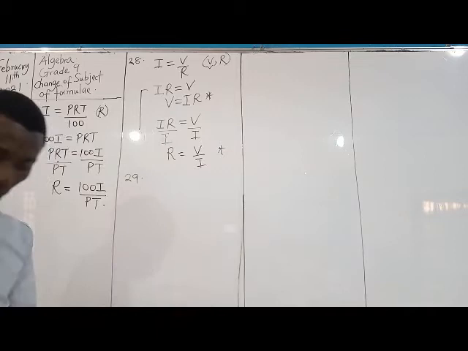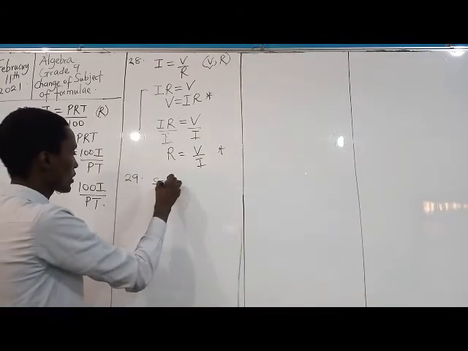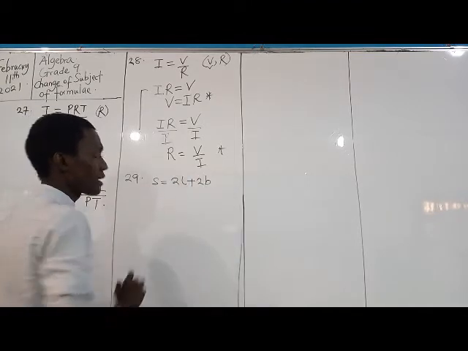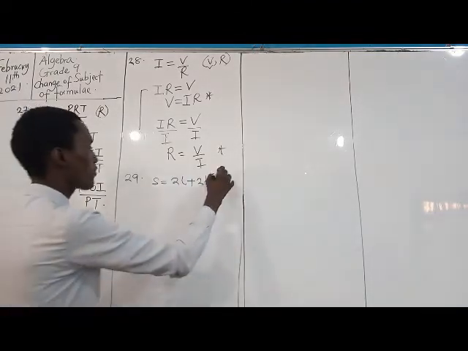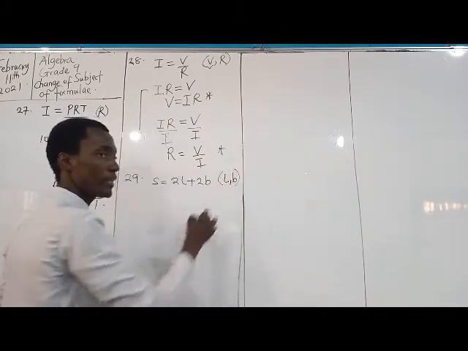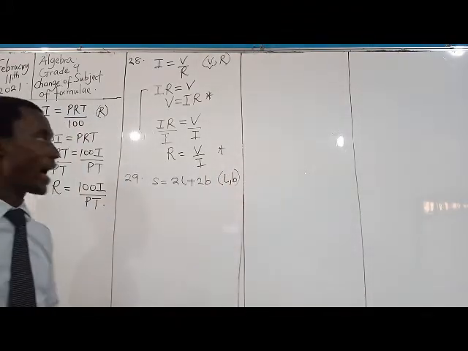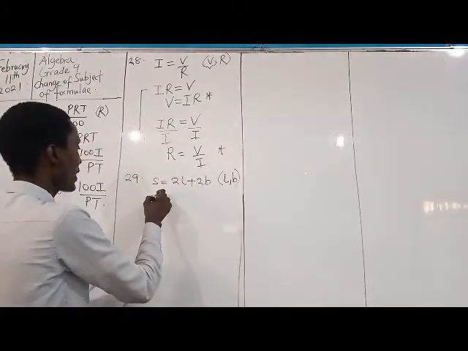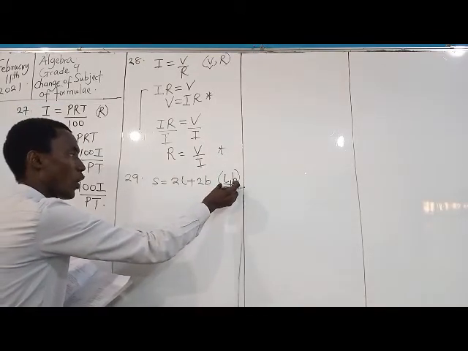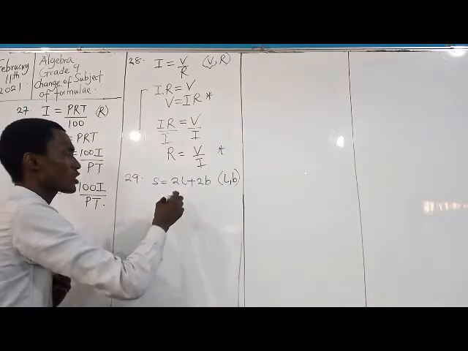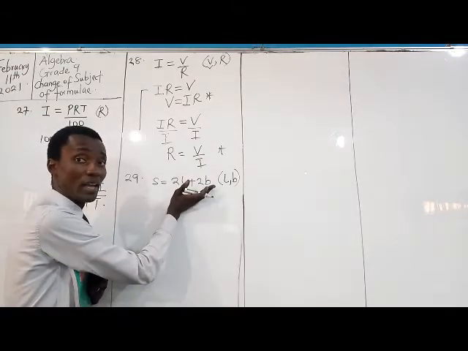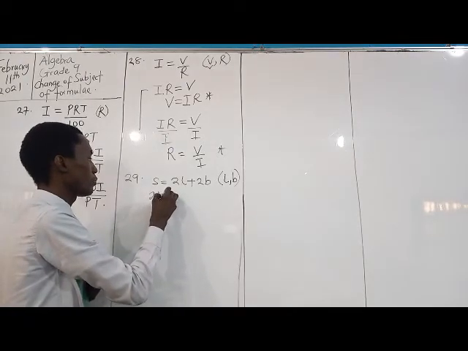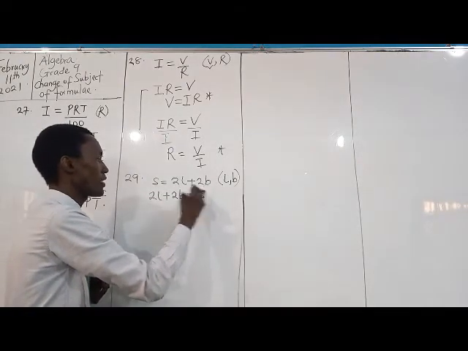And in question 29, we have that S is equal to 2L plus 2B. And in this question, we are told that the emphasis will be L and B. Okay, so back to class. Now S, we're looking for L or B. So you discover that both subjects we're looking for are on the right hand side. So we need to bring them to the left hand side. So this will be 2L plus 2B equal to S.